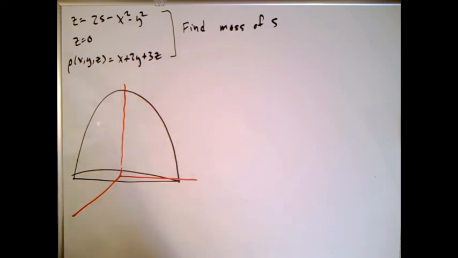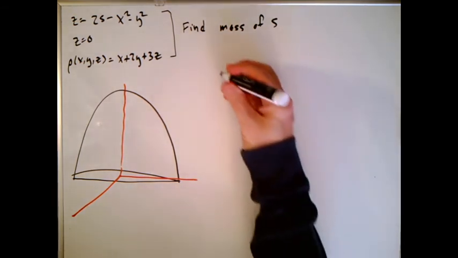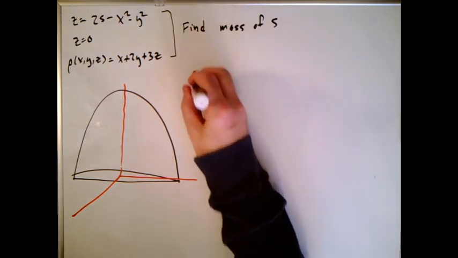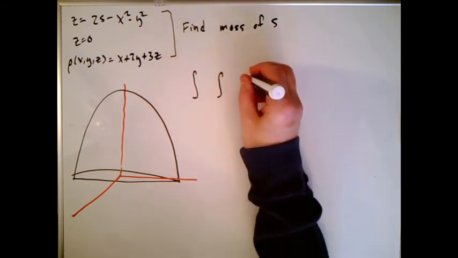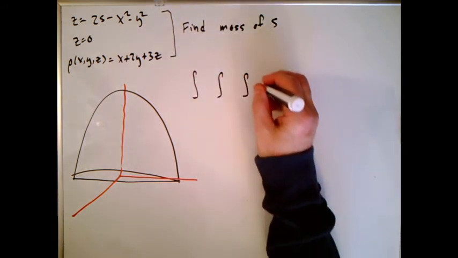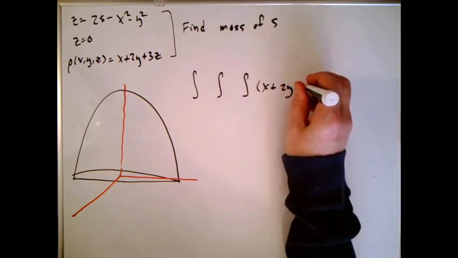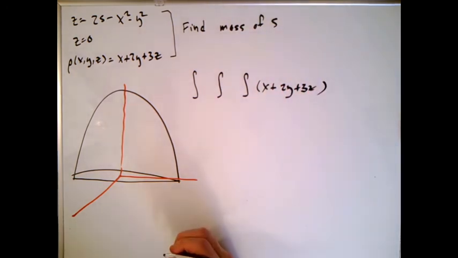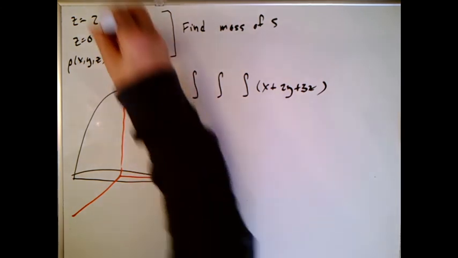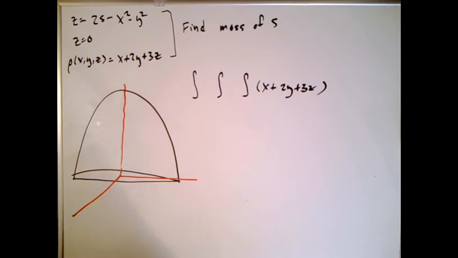We know that if we're finding mass from the last video, we're supposed to have a triple integral. I'm going to try to leave some room for the limits of integration. I know the density function has to go right here. And then we need to do some sort of order of integration. Since both these functions are given by z, I'm going to do dz first.